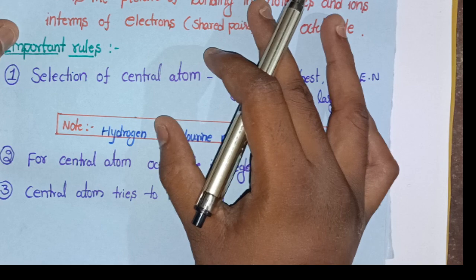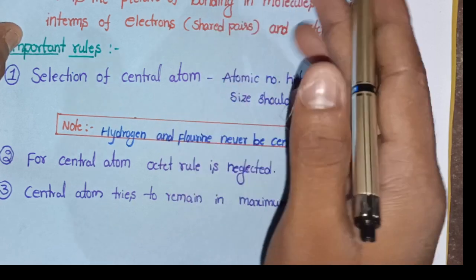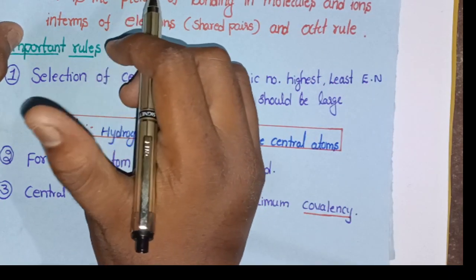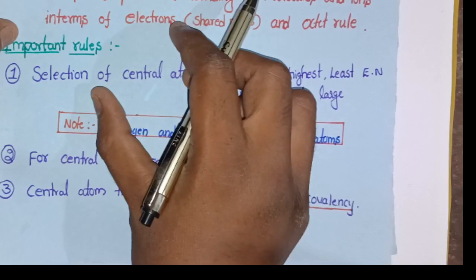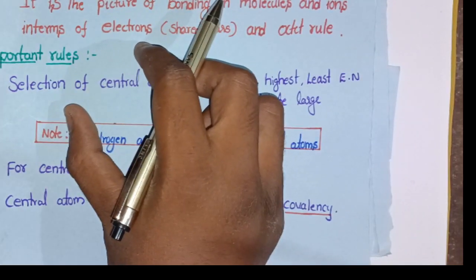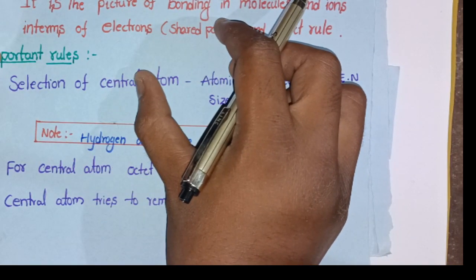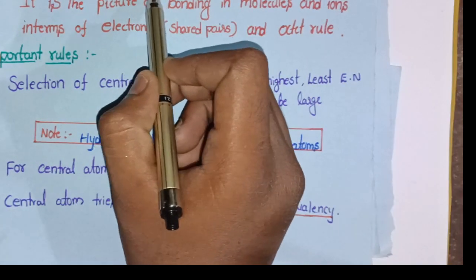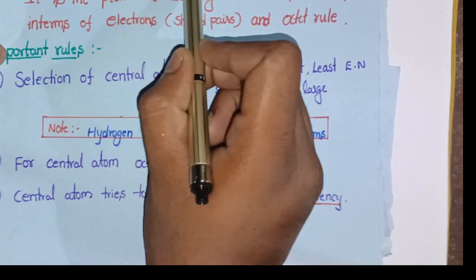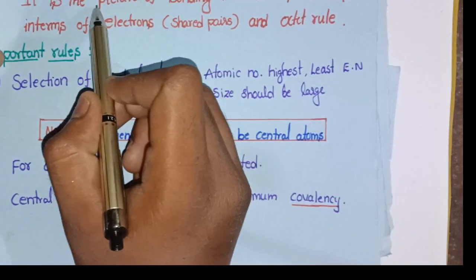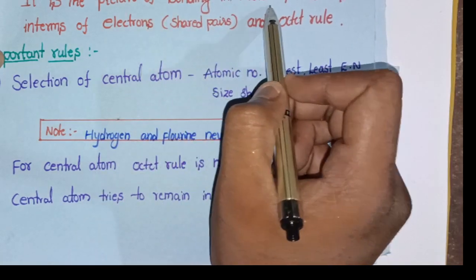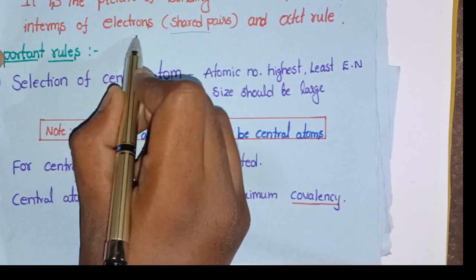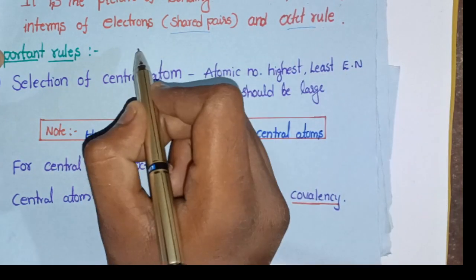In this channel, we are going to discuss the topic Lewis dot structures. Most of the students have a small doubt in how to draw Lewis dot structures. In this session, the doubts are going to be resolved. Let's discuss the definition of Lewis dot structures. It is the picture of bonding in molecules and ions in terms of shared electron pairs and the octet rule.